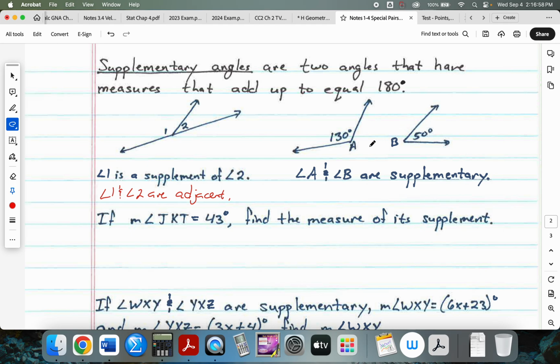And here, just like on the previous page, why are these supplementary? Because 130 plus 50 is equal to 180. And again, these are not adjacent.